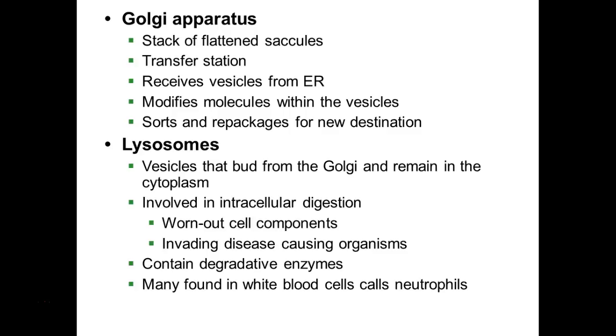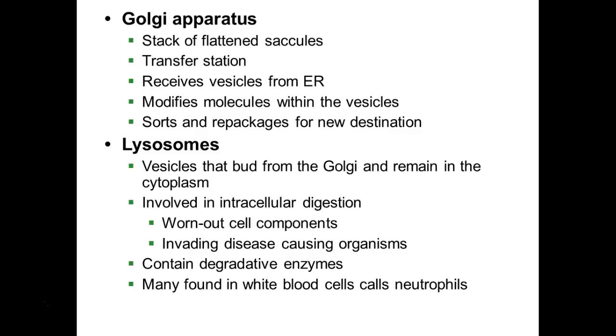And so whatever is inside of that vesicle is going to dump into the Golgi apparatus. It modifies molecules then within the vesicles. That's the role of the Golgi apparatus. It sorts, it repackages whatever is in there for a new destination. So it's sort of like the barcoding station at UPS. So it is going to mark for delivery the molecules that are going to be released. Some are going to stay within the cell. Others are going to be exported out of the cell.